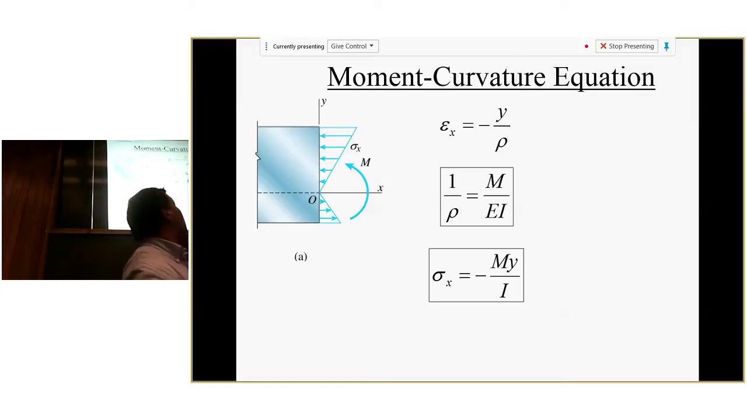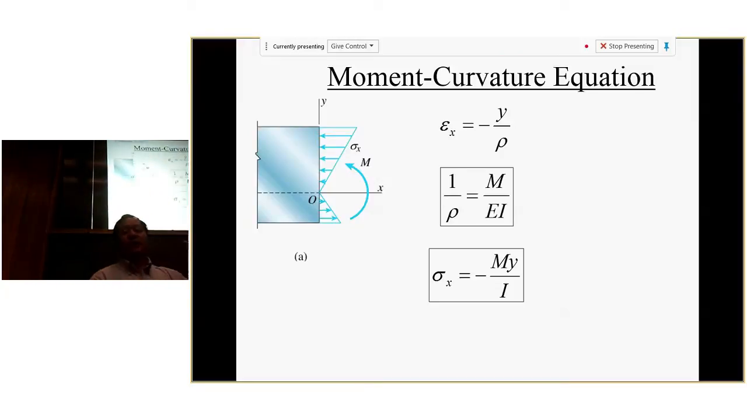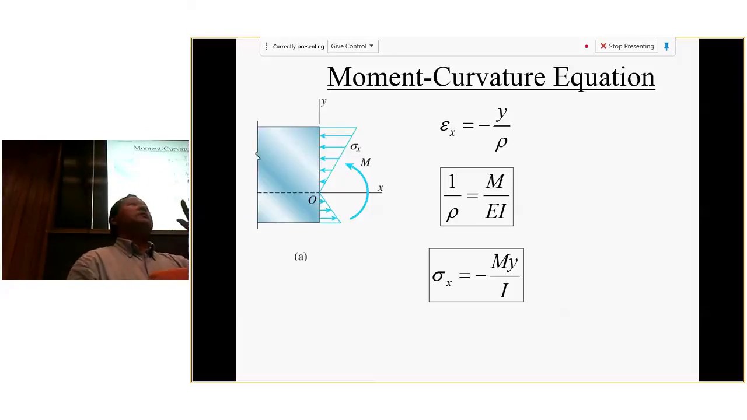So we have the strain, and the curvature, how much you bend it, right? A straight tube, once you bend it, there will be a curvature. So that's one over rho, and we find it. And then this stress can relate to the moment, right? So in general, if you have a beam and you know the moment, then you can figure out the stress.